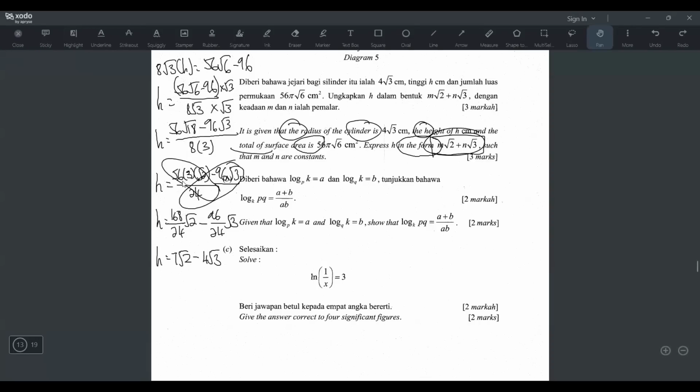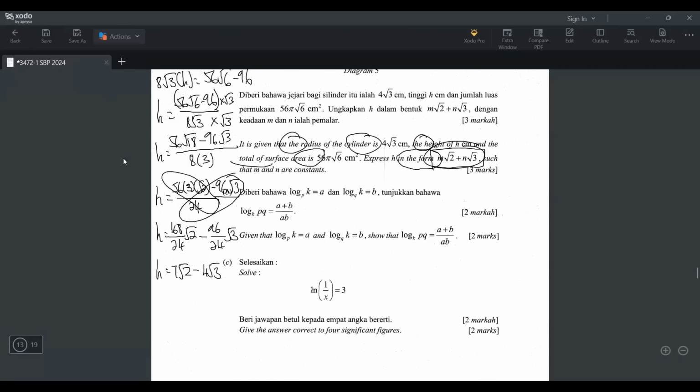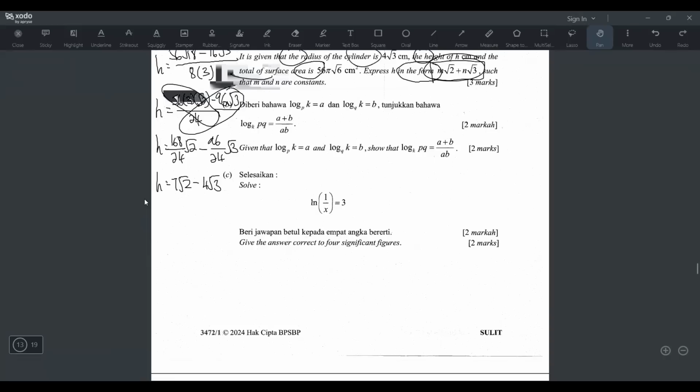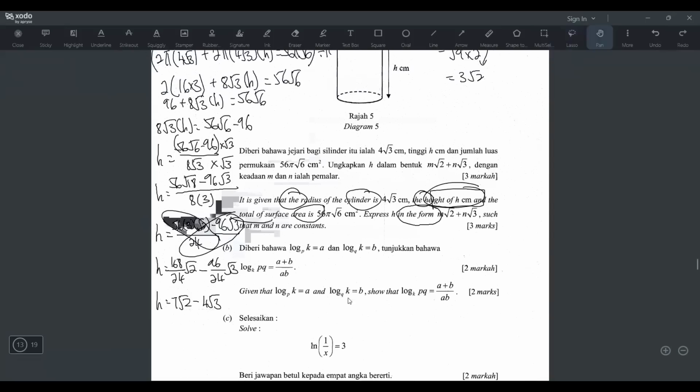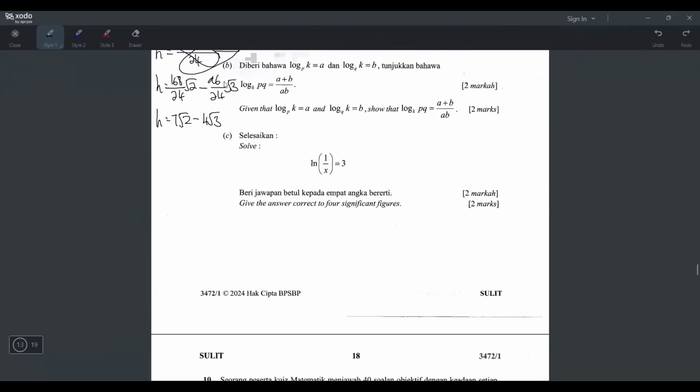Okay, now I will continue with part B. Okay, but I need space. Okay, let me kecilkan this. Okay, I think like that. Okay, I just want to read the question only. Okay, B. Given that log k base p equals a, log k base q equals b, show that log pq base k equals to a plus b over ab.